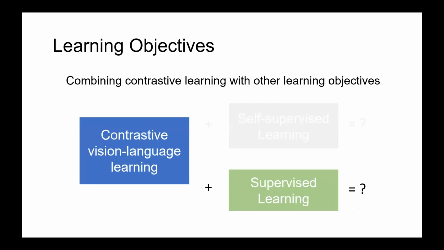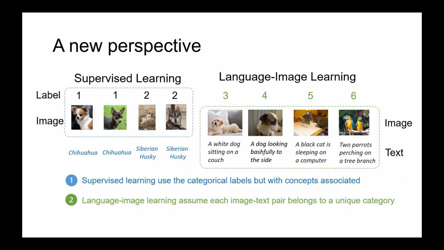On the other hand, what if we combine contrastive language-image learning with supervised learning? In this case, we would like to introduce a new perspective. Supervised learning uses categorical labels, with the concept associated, but this concept has never been used in the training stage. On the other hand, language-image learning assumes each image-text pair belongs to a unique label, and this uniqueness is implicit in the training set.